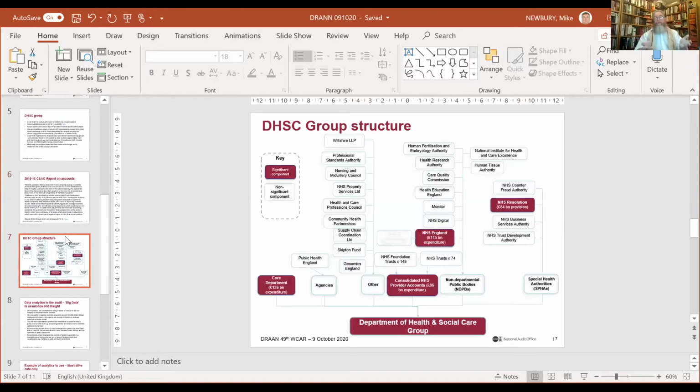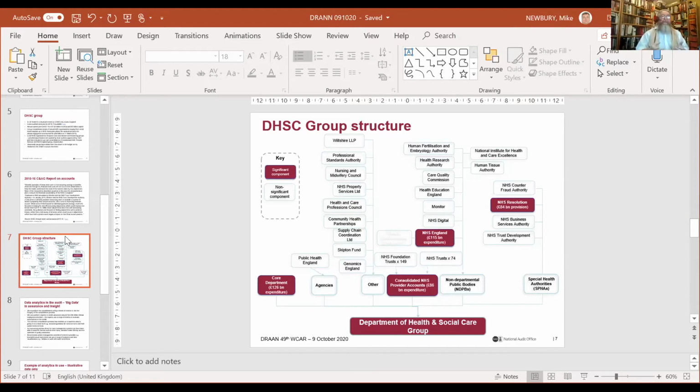I won't talk to this chart. It's quite busy, but it gives you an impression of how the group comes together. There are 4 significant components. These are NHS Resolution because of the clinical negligence provision. They are NHS England. NHS England organises the commissioning of healthcare in England. There is a split between the commissioning and the providing element of this work in England, a split which is increasingly being eroded, but that's a subject for another presentation, I think.